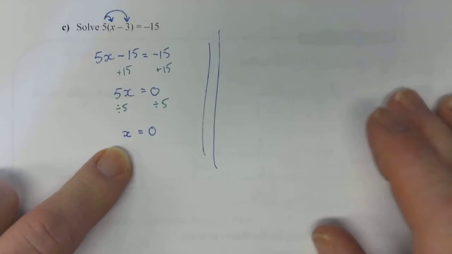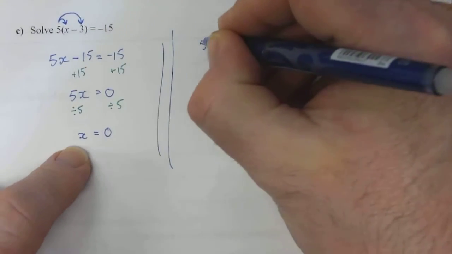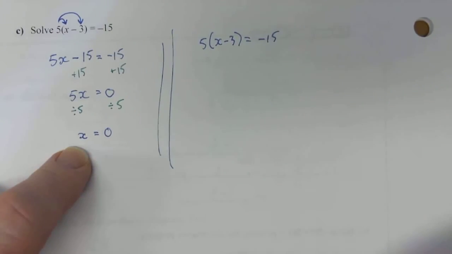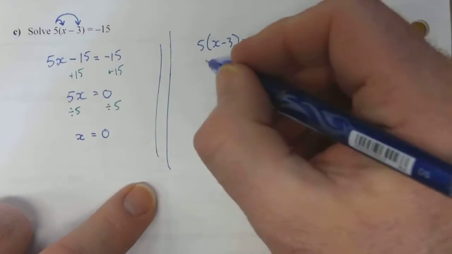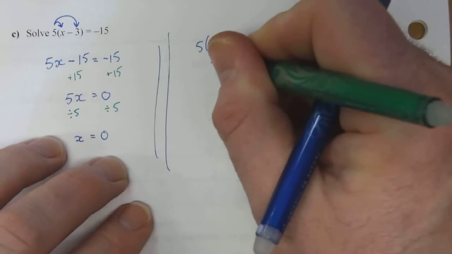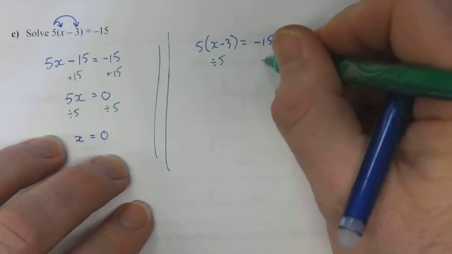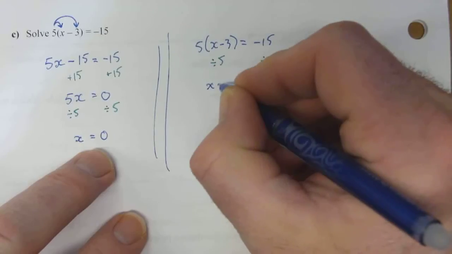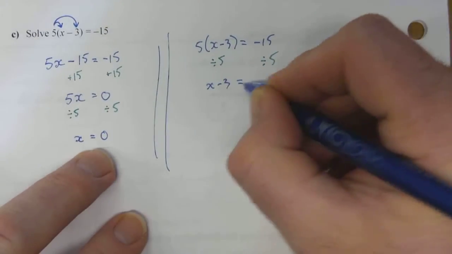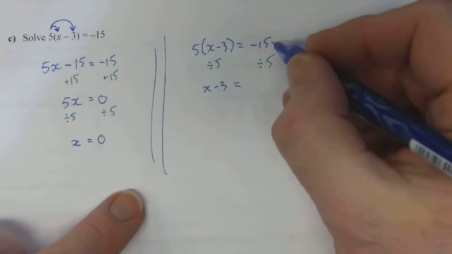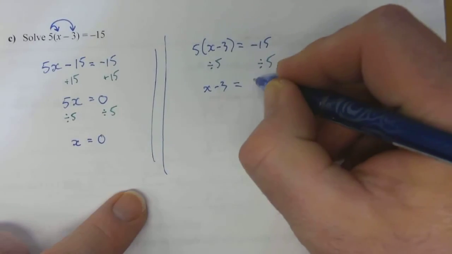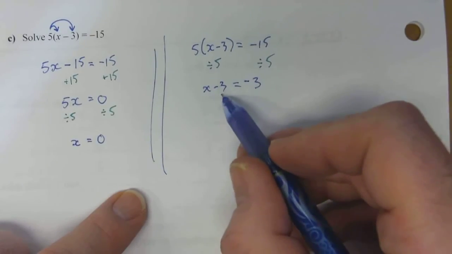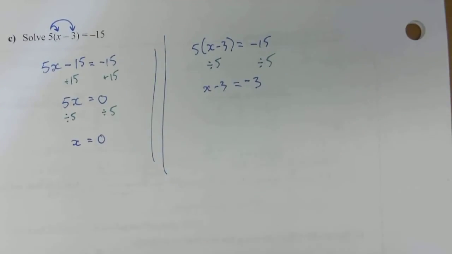Let's quickly just do it using the divide method as well. I'll start by writing out the original question. There we go. Now, we can simply divide both sides by 5, because that's this coefficient out in front of the brackets. So if I do that, those 5's cancel out. On the left-hand side, we've got x minus 3. On the right side, negative 15 divided by 5. So 15 divided by 5 is 3. Negative divided by a positive is a negative. So I have x minus 3 equals negative 3.